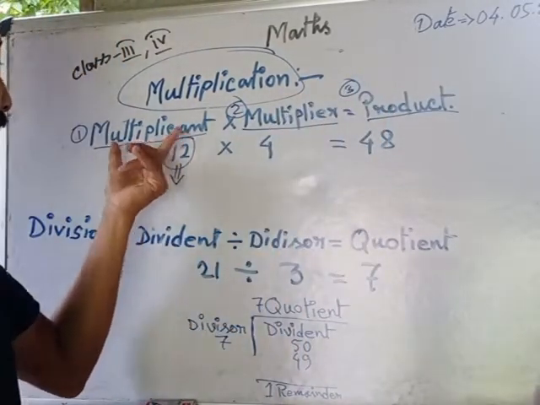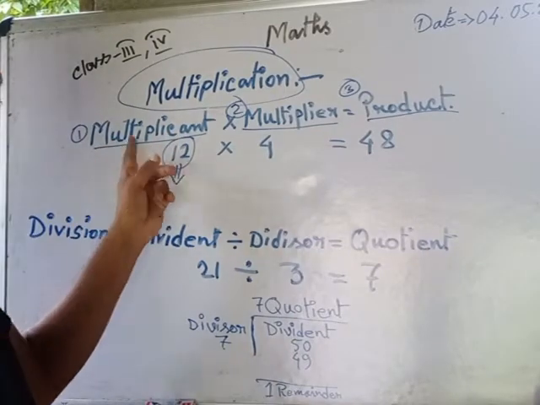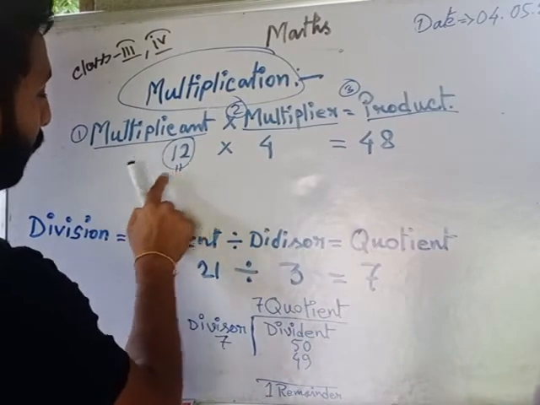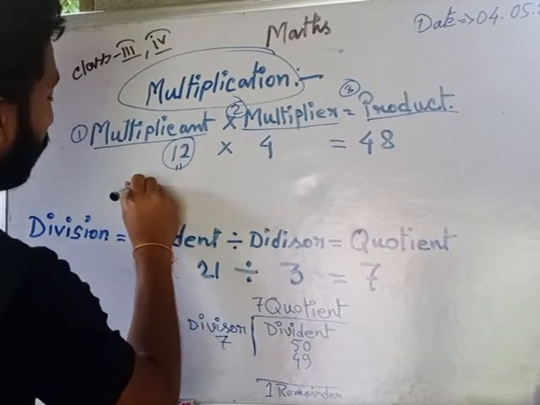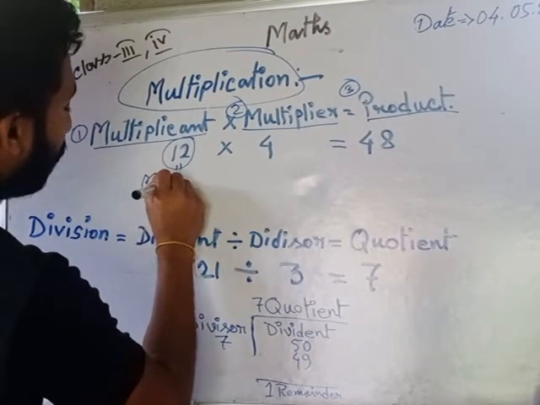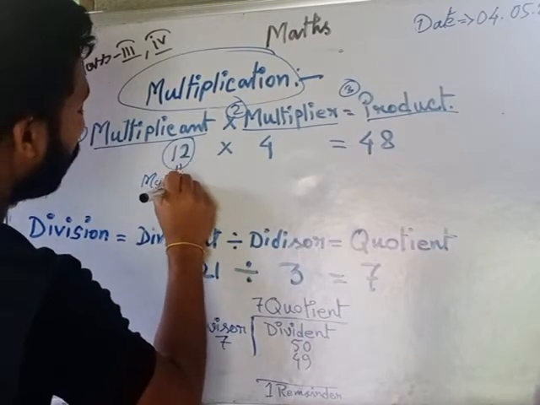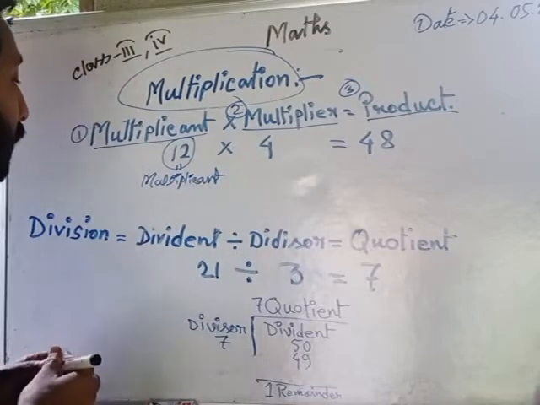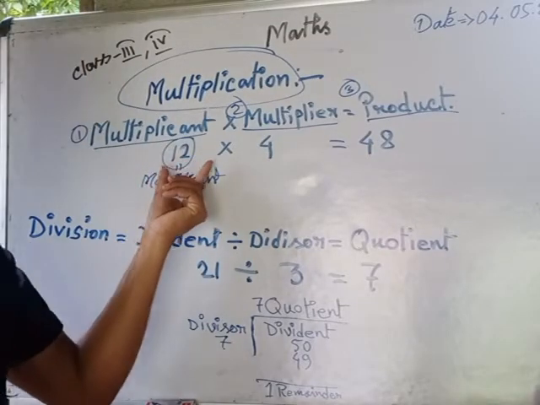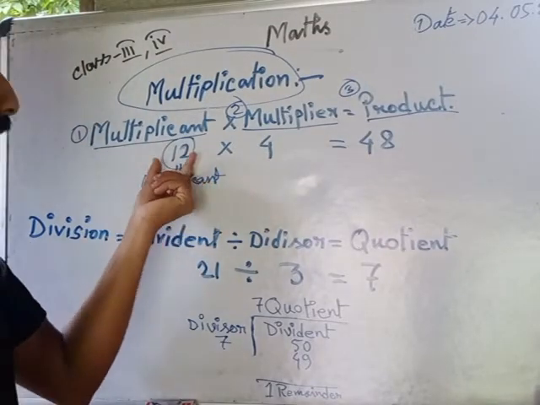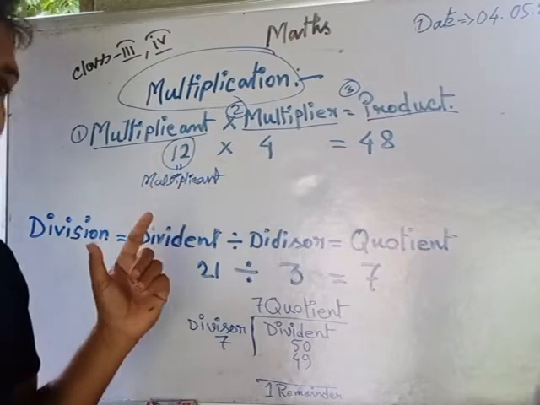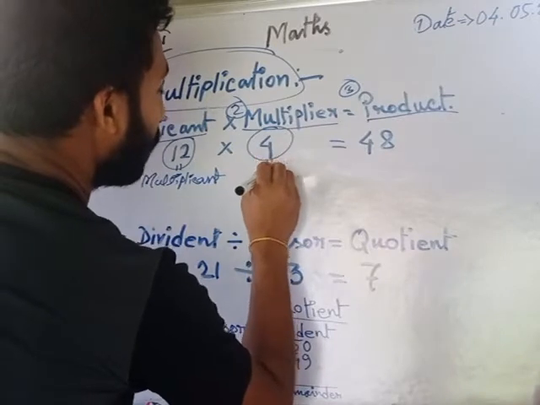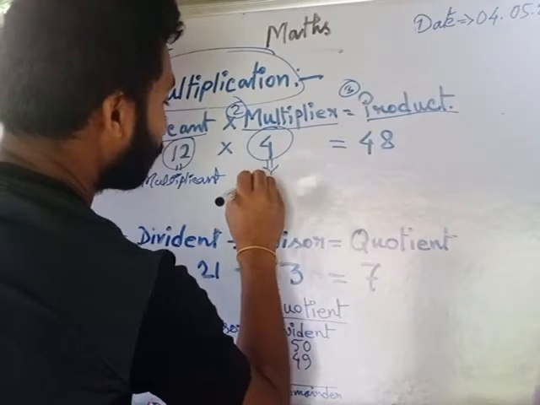What is multiplicand? Multiplicand is the number being multiplied, that is called the multiplicand. Okay, after that we should get the next, the multiplier.